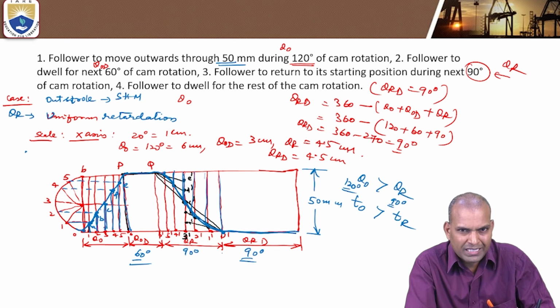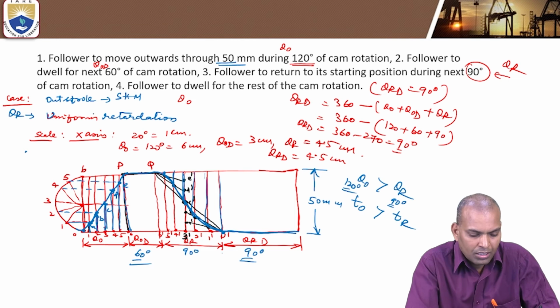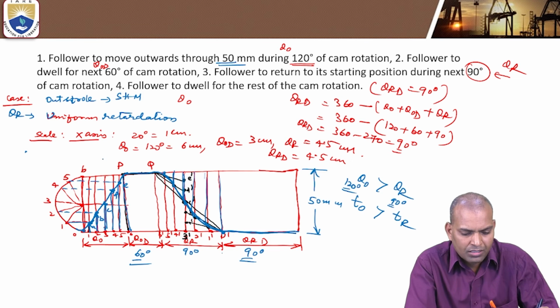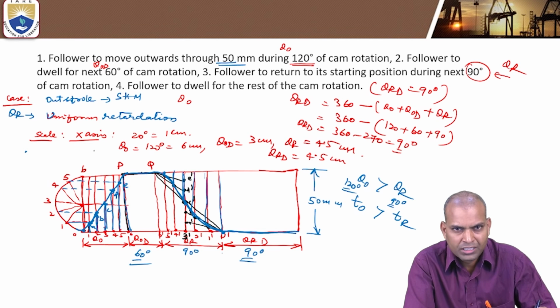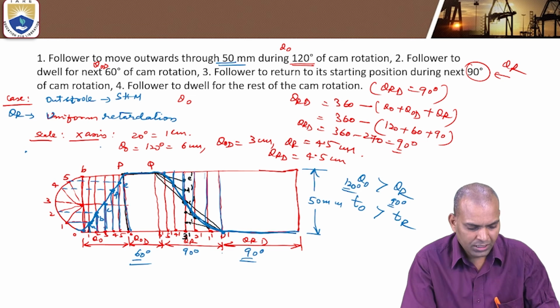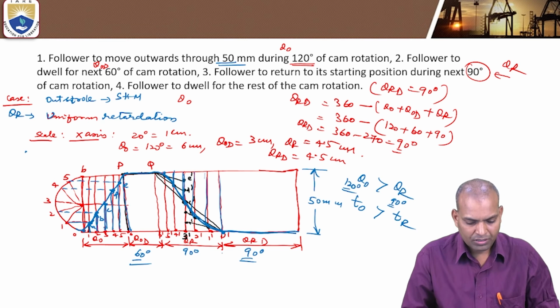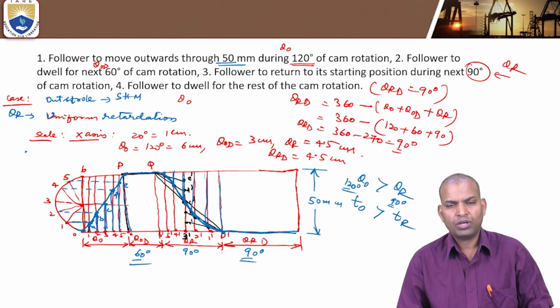This is the displacement diagram of the follower when it is having simple harmonic motion during outstroke and uniform retardation during return stroke. For this case study, this is the displacement diagram. Now, these are the different types of diagrams we can go on.